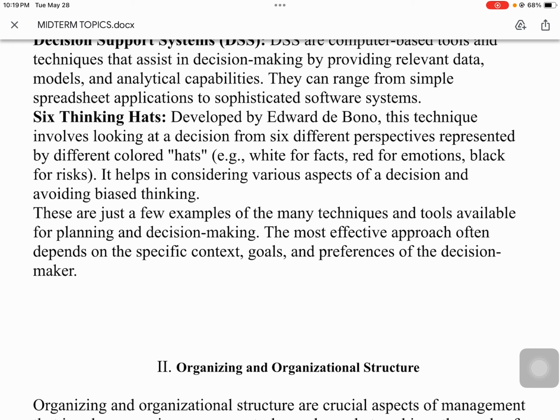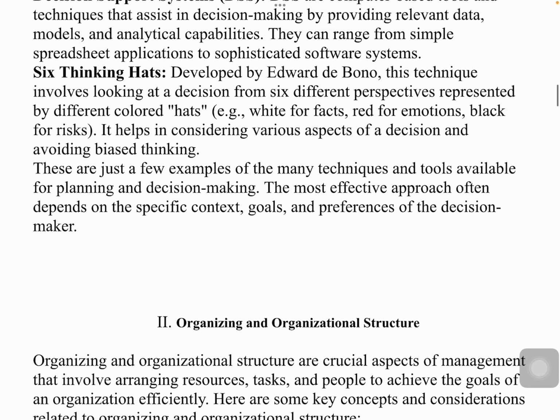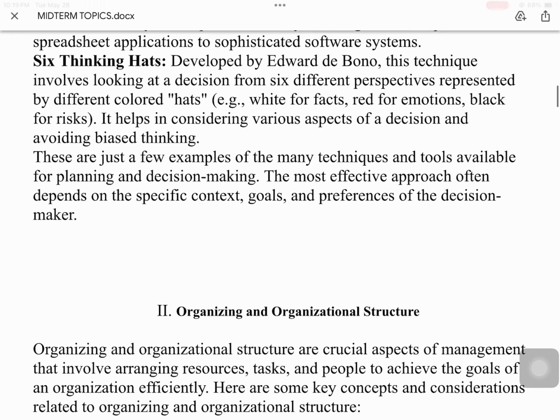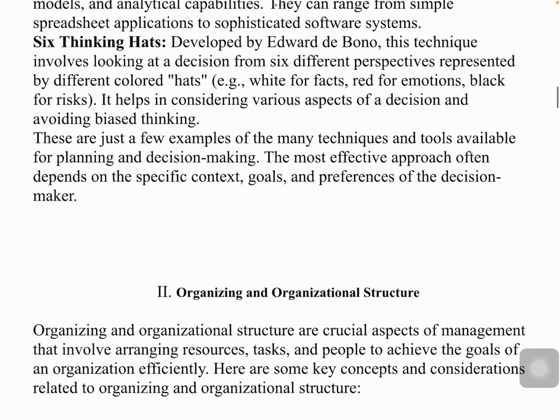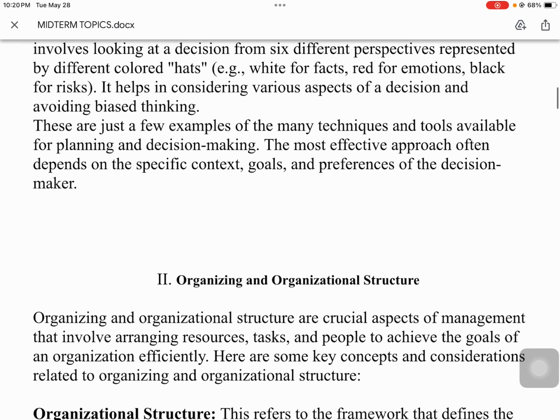So example, a team uses different hats. Amo to kay nang ambal ko, no. So kung facts imo, you have white. Kung risk imo, you have black. To evaluate a new project idea from all angles. Okay, so these are just a few examples of the many techniques and tools available for planning and decision making. So the most effective approach often depends on the specific context, goals, and preferences of the decision maker. Okay, so those are the planning and decision making techniques and tools.